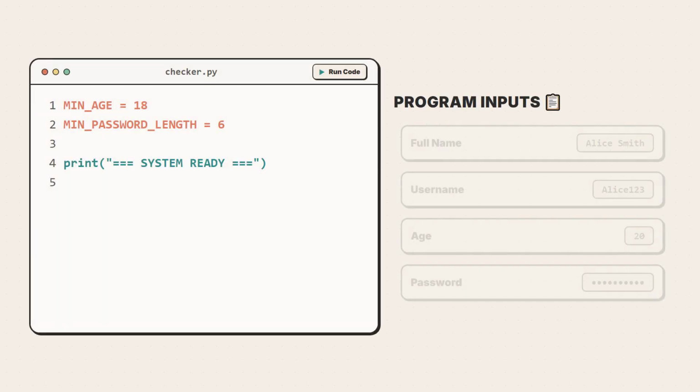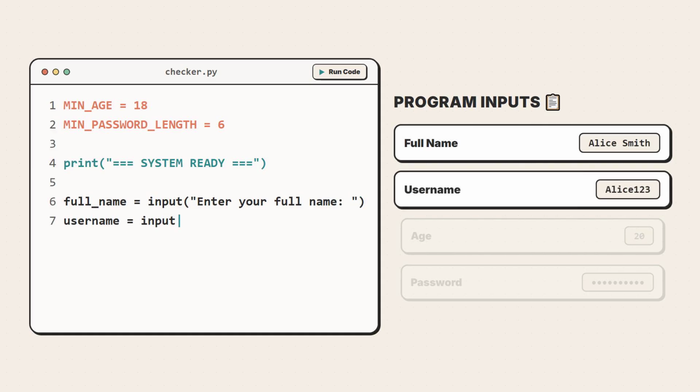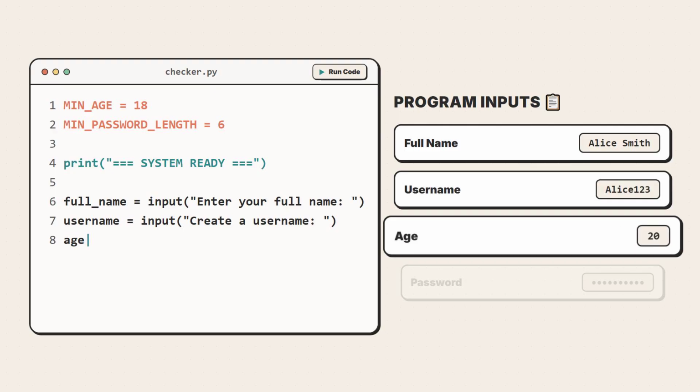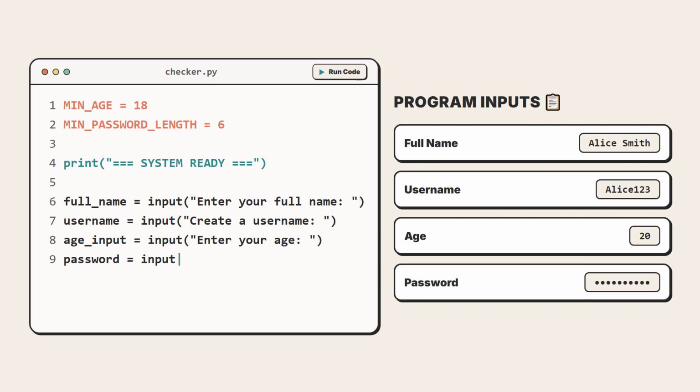Next, let's ask the user to type in their information. We need their full name, a username, their age, and a password. Write full name equals input. Enter your full name. Username equals input. Create a username. Age input equals input. Enter your age. Password equals input. Create a password.